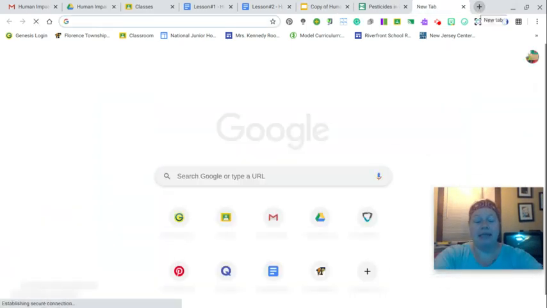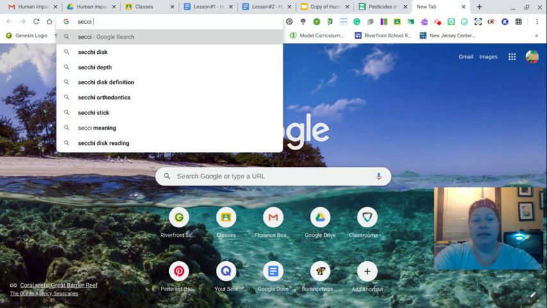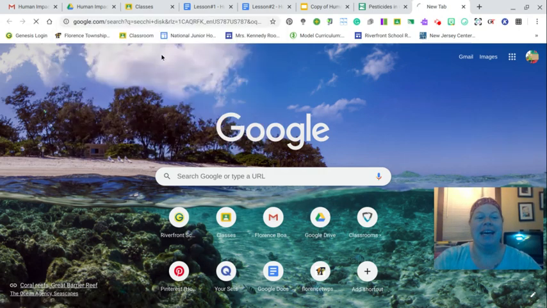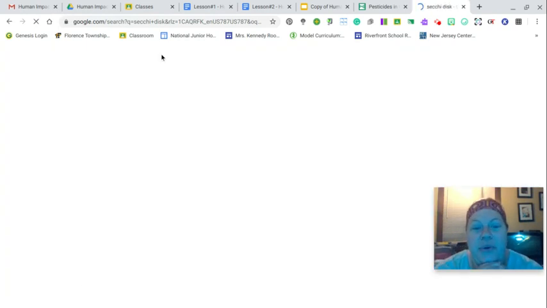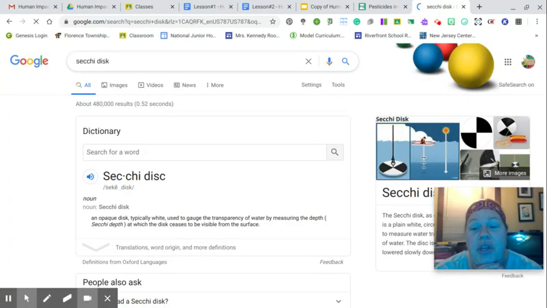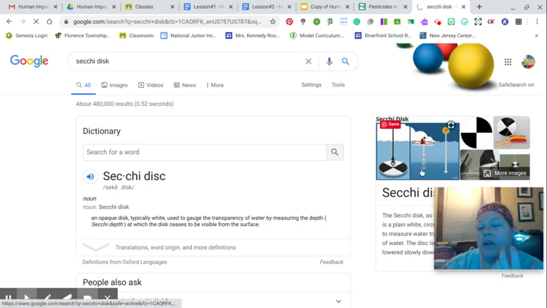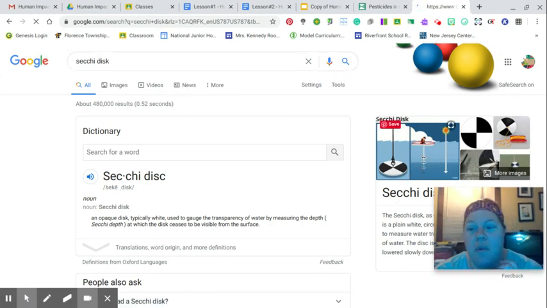I'm spelling it right. You lowered it into the water, and when you couldn't see it anymore, here's a perfect picture, you would know how clear the water is.